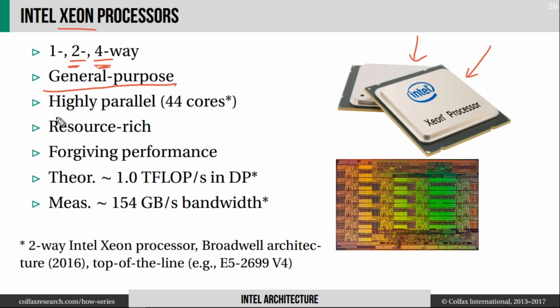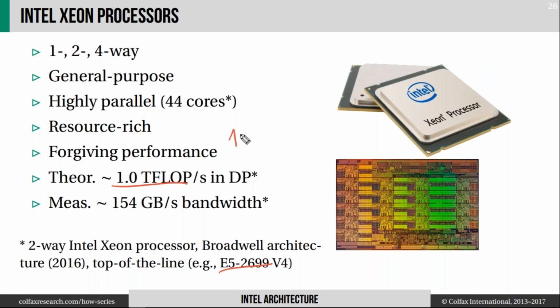It is very important to stress that general purpose CPUs are not serial. They are highly parallel. If you take a look at the latest as of mid-2016 Xeon processor, E5-2699V2, it has 44 cores with two-way hyperthreading, so you can efficiently run 88 threads on it. And these cores are resource-rich, which makes them forgiving to suboptimal code. The theoretical peak performance of this top-of-the-line Xeon is 1 teraflop per second in double precision.